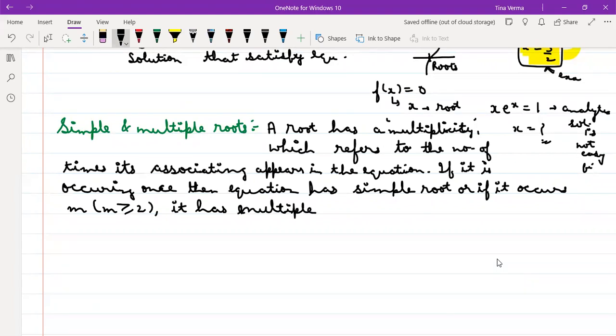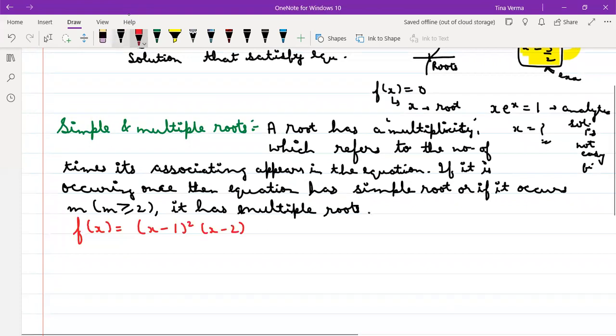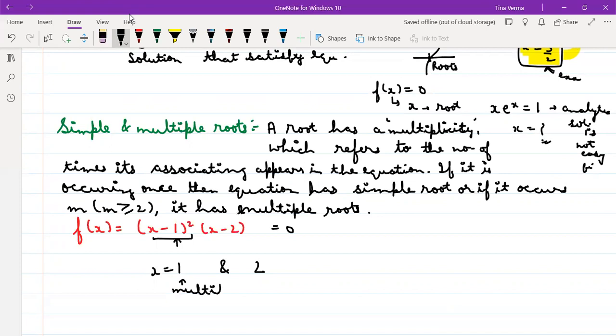So what it means is, if I have any function f of x, okay? If I can write this as x minus 1 whole square into x minus 2, after factorizing, here you can see this x minus 1 is a factor which is associated two times. That means when I equate it to 0, I will get x is equal to 1 and 2. So 1 is associated two times here. That means x is equal to 1 is the multiple root. And because 2 is occurring only once, this is my simple root, because it is associated only once.